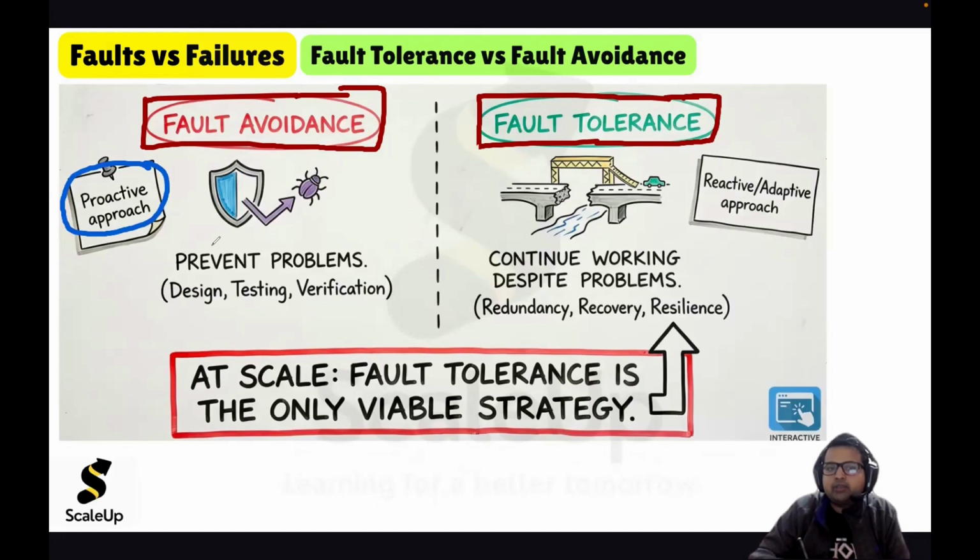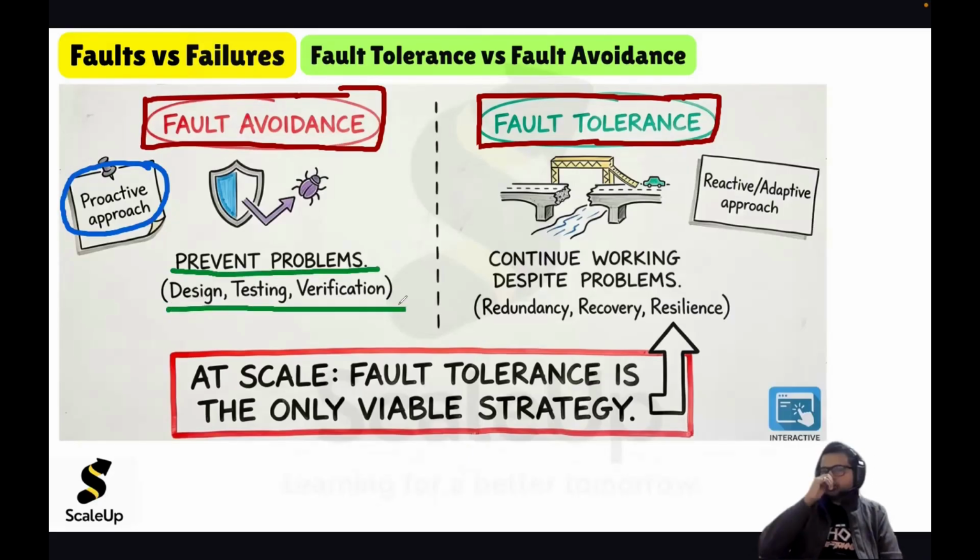So it is prevention. Avoidance means prevention. So we are preventing the problem. So we design, test, and verify. So how we can achieve fault avoidance is, first we should design the system, test it, and verify it. So that if we feel like some fault might occur, beforehand we are preventing it from occurring. So that's a proactive approach.